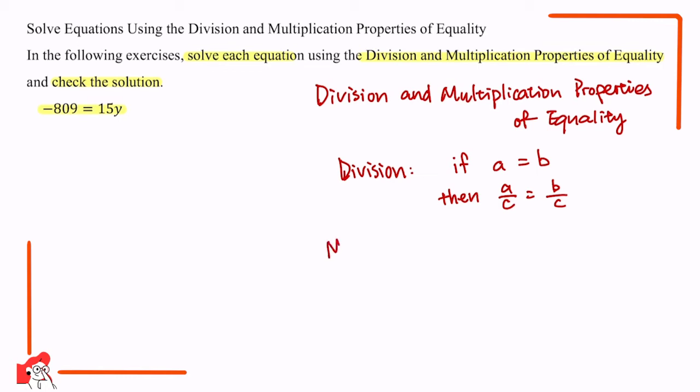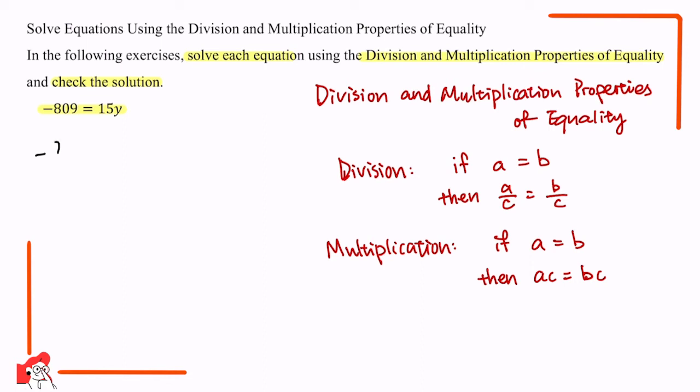And the multiplication part says that if we have A equals B, then A times C equals B times C. So in conclusion, when we have an equation, the equality will maintain as long as we multiply or divide both sides by the same number. Now you have all the information you need for the question. If you like, please pause the video and try it for yourself. Now let's solve the question together.